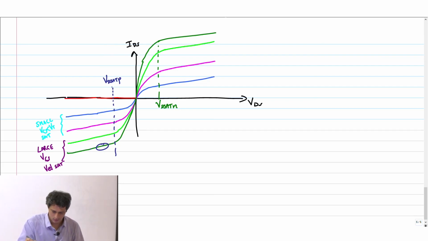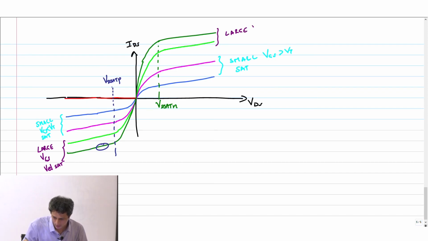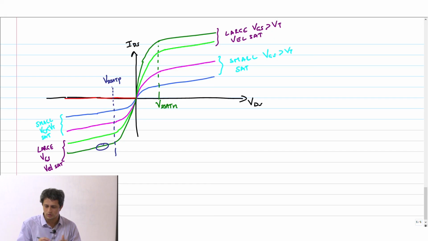To finish the corresponding thing, this is small VGS greater than VT and it enters the saturation region. This one is large VGS greater than VT and it enters velocity saturation. And of course the slope is basically because of lambda p. Clear? Okay.